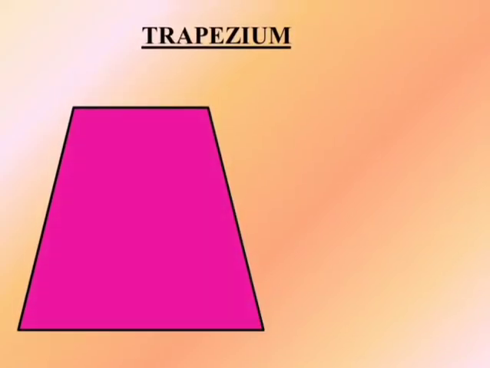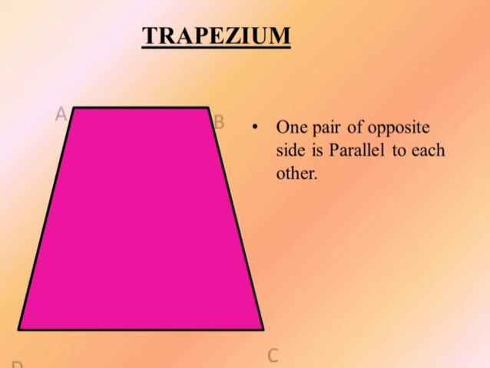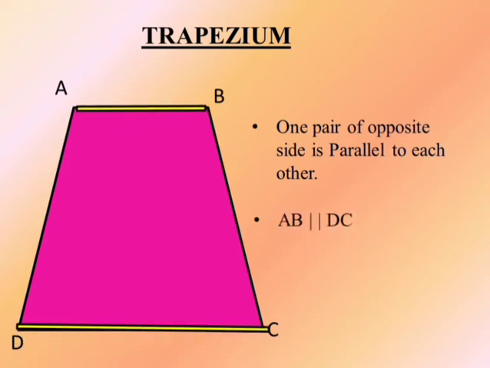In this chapter, we are going to learn about different types of quadrilaterals and their properties. Our first quadrilateral is the trapezium. In this type of quadrilateral, one pair of opposite sides is parallel to each other. Now consider a quadrilateral ABCD. One pair of opposite sides is parallel, that is AB and DC. So we say that AB is parallel to DC.